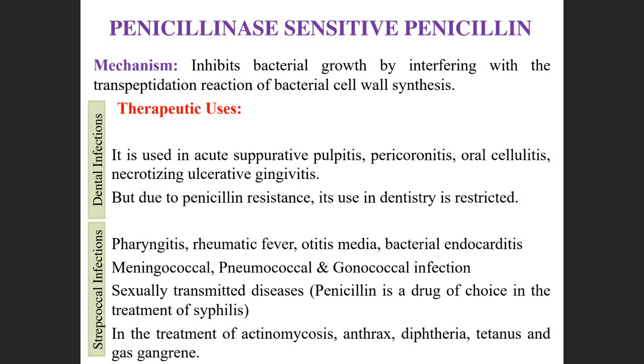So basically, what it is doing is inhibiting the growth of bacteria by inhibiting cell wall synthesis. What is this transpeptidation? It is the transfer of an amino acid from one chain to the other to synthesize the bacterial cell wall.